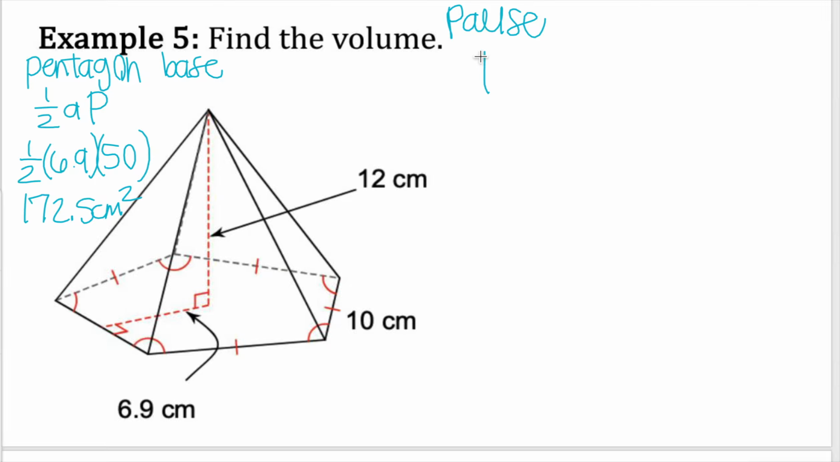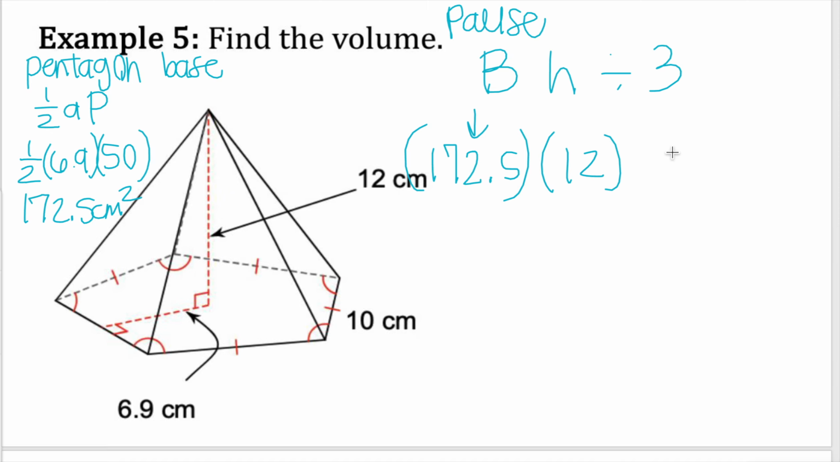And then as I'm plugging this in to my formula here, so area of the base is 172.5 times the height of my pyramid is 12, and then divide all that by 3. So 172.5 times 12, and then cut it into thirds. I'm getting 690 cubic centimeters.